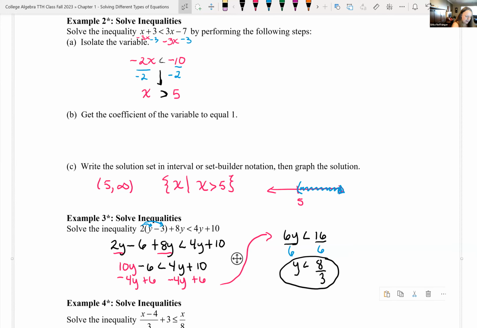If I was going to write that in interval notation, I would have coming in from negative infinity. So I have an open parenthesis, negative infinity, and I'm going to 8/3. I'm not including it, so I close with a parenthesis. To graph it, locate 8/3 on the number line, and we're shading everything to the left of 8/3. We're not including 8/3, so we're going to have a parenthesis.